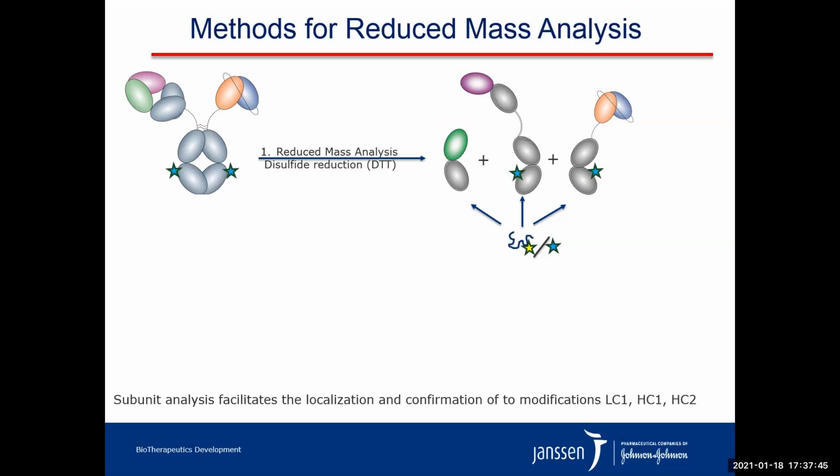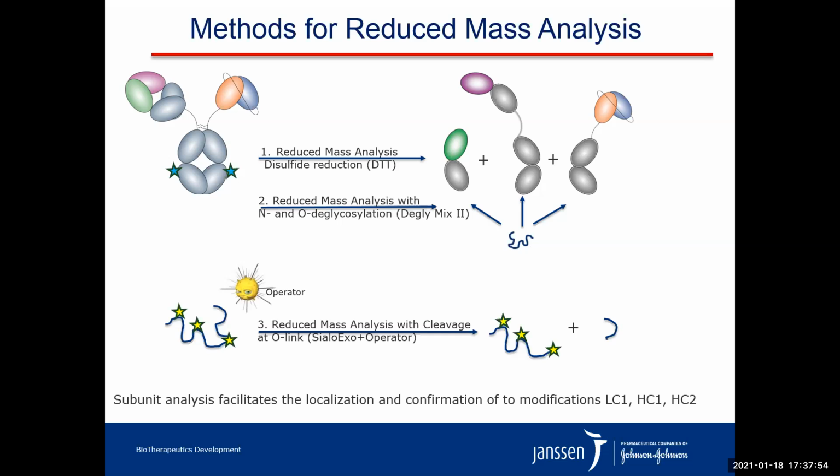This workflow can be performed in conjunction with removal of N- and O-linked glycans that may provide evidence of a non-glycan modification, and reduced mass analysis performed in series with Sialidase-XO operator, which is an enzyme that cleaves a peptide backbone adjacent to an O-linked glycan. If we see a fragment, this will inform if the modification is an O-glycan by the loss of a mass on the polypeptide sequence after digestion.